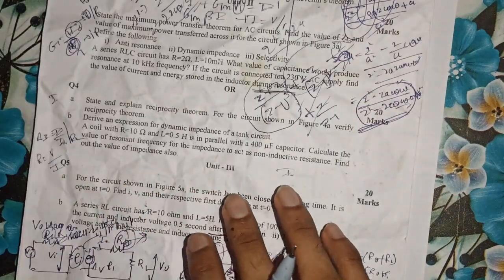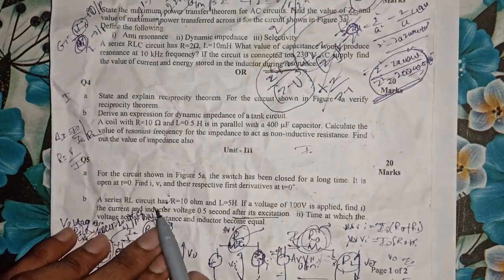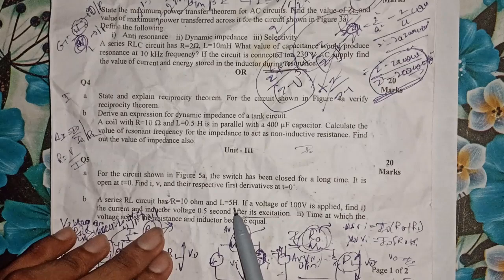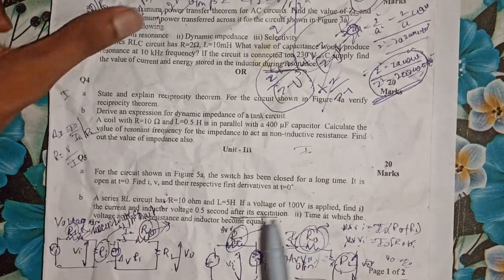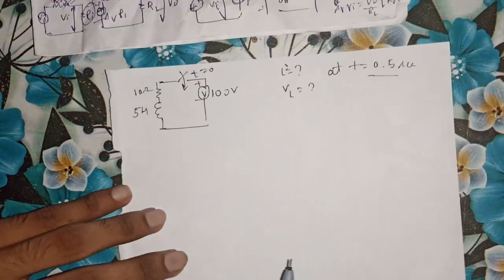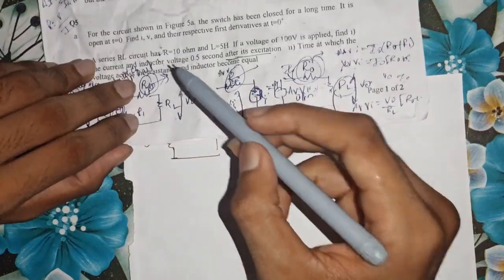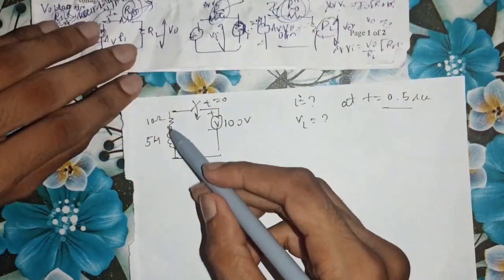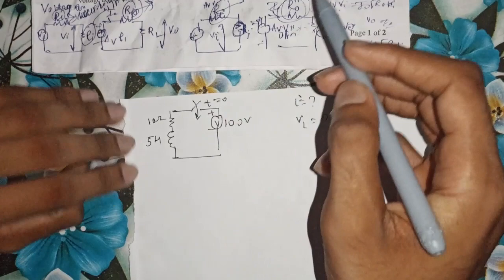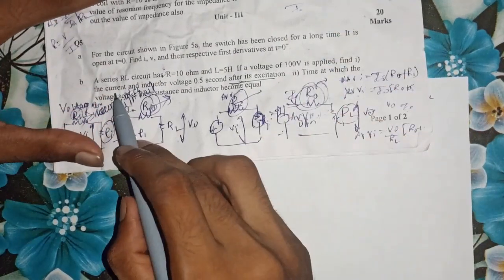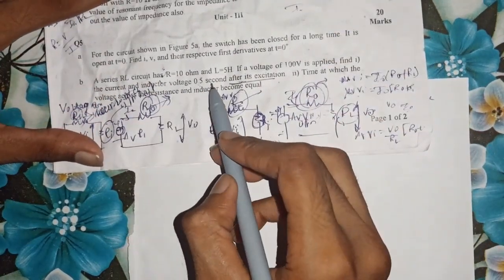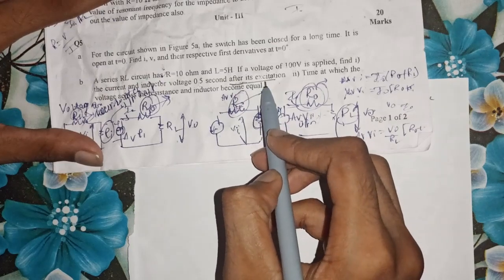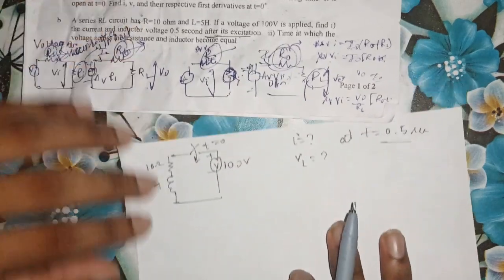The next question is a series RL circuit with resistance 10 ohm, inductance 5 Henry. A voltage of 100 volts is applied to it. So this is the circuit diagram where your resistance 10 ohm and inductance 5 Henry are connected in series across the voltage source of 100 volts, and you have to calculate the value of current and inductor voltage at 0.5 seconds after its excitation.